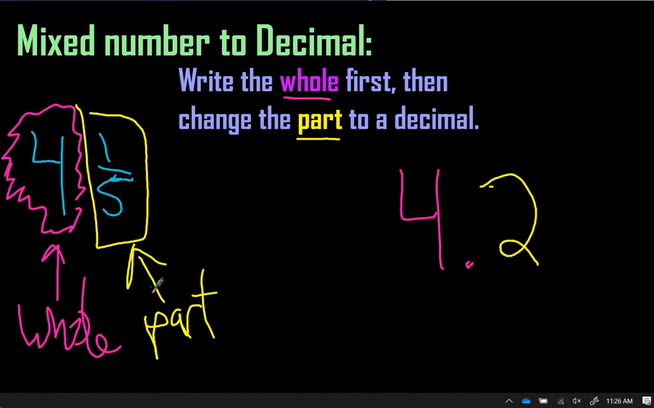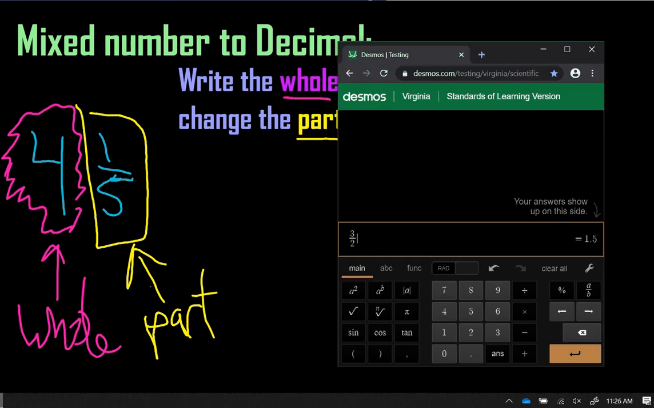A way to do that in your Desmos calculator, if you would like to, you can also do 4, and you would say and, so you would hit plus, and then 1/5. Again, that's multiple ways of doing it. As long as you're able to convert from a mixed number to a decimal, you'll be good. So now moving on.